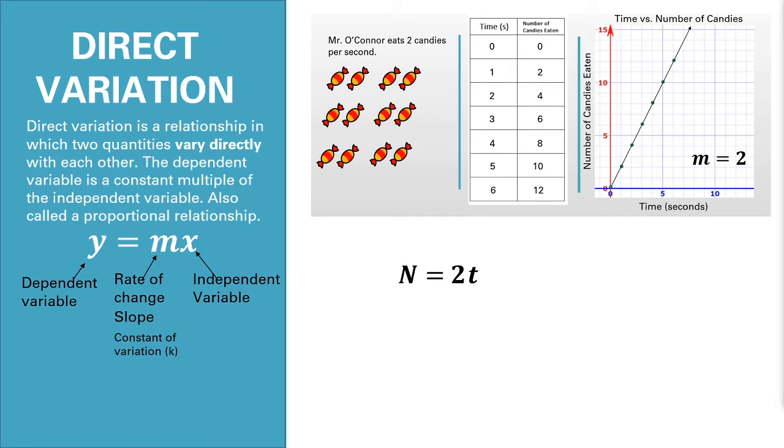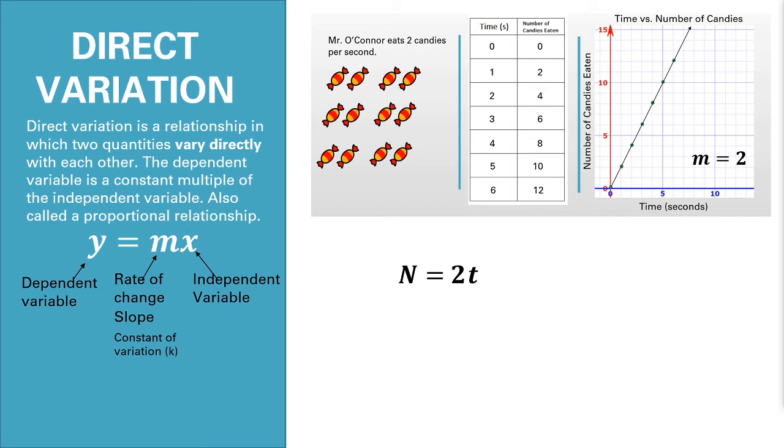Now I want us to reread part of the definition. The part of the definition that says the dependent variable is a constant multiple of the independent variable. When it says it's a constant multiple, that constant multiple is referring to the rate of change, the slope, or what's called the constant of variation. In our situation, it's 2. And so what this sentence means for our situation is that n will always be the result of multiplying t by 2. And so all of the values that will be along the line are going to be multiples of 2. All the y values are going to be multiples of 2. And they will vary directly.